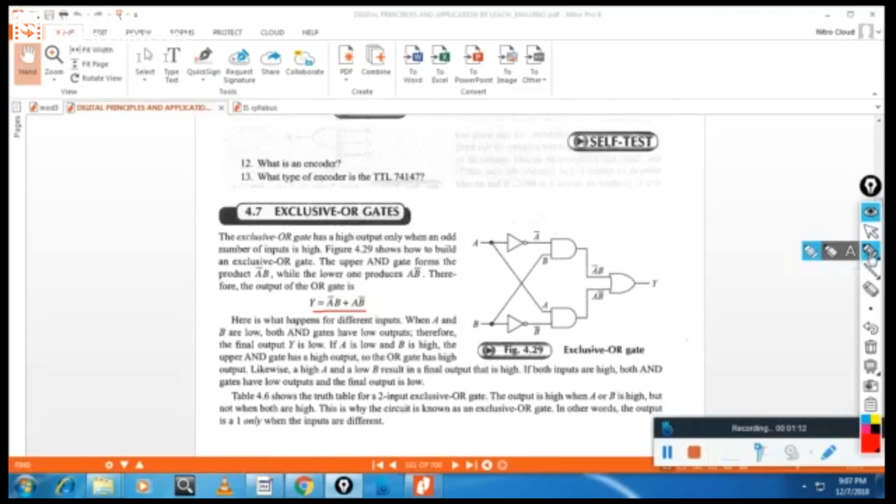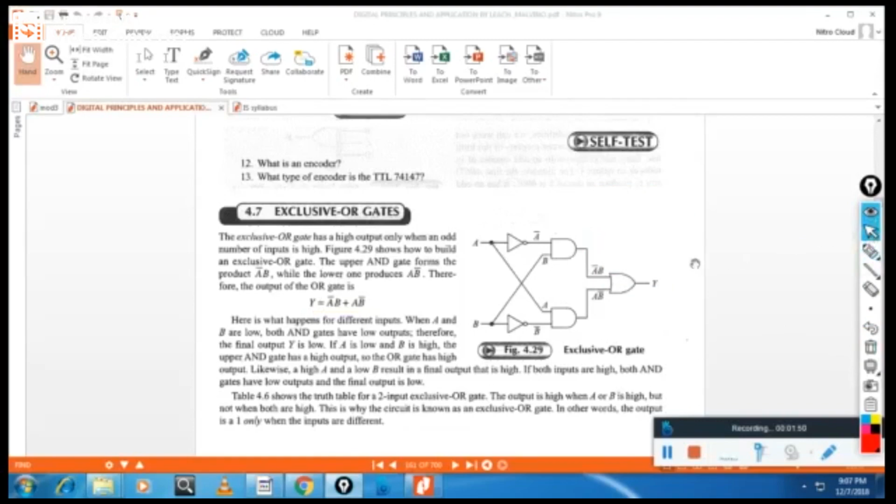An exclusive OR gate can be used as a parity checker or generator, because an odd number of inputs to the exclusive OR gate generates 1, and an even number of inputs to the exclusive OR gate generates 0. So it can be used as an odd parity generator, and it can be used to check odd parity. That is the application of an exclusive OR gate.